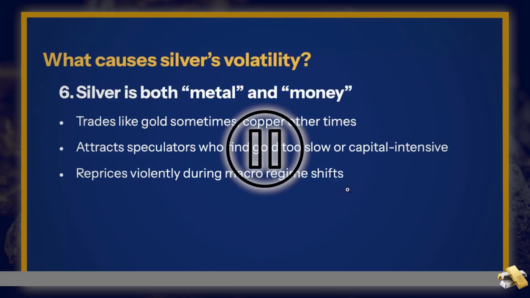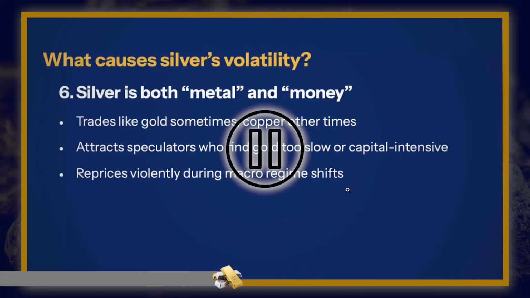Silver occupies a unique position. It is both an industrial metal and a monetary asset. At times it trades like gold, responding to currency stress and financial risk. At other moments, it behaves like copper, tied to economic growth and industrial demand. Switching between these roles creates instability. Silver also attracts speculators who find gold too slow or expensive. During macro shifts, rate changes, inflation scares, or currency uncertainty, silver often reprices violently. These moves may look chaotic, but they reflect silver's structure. Volatility isn't a flaw, it's the market's natural state.